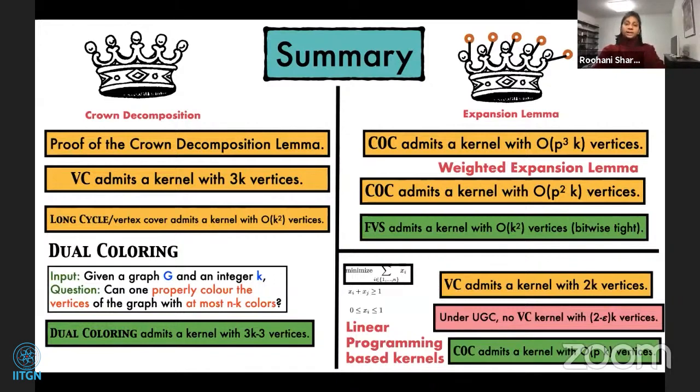And again, another thing, if someone wants to follow up: we saw a COC kernel. We hinted that we can get a COC kernel of size order p square k using the weighted expansion lemma. But again, it can be improved if one takes the linear programming route, and if someone wants to follow up, they can see how one can design a better kernel for COC using linear programming. And I think I'll just stop here.